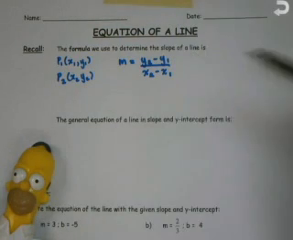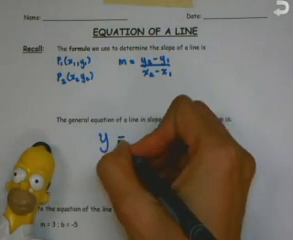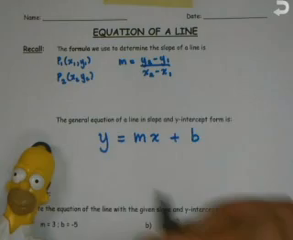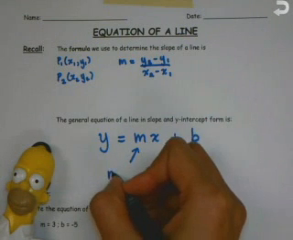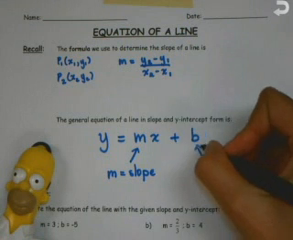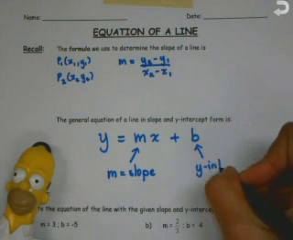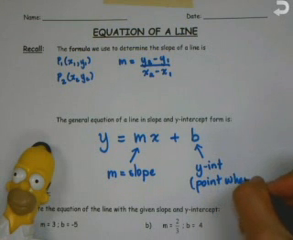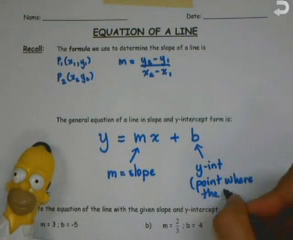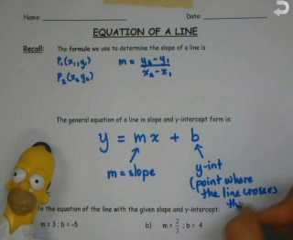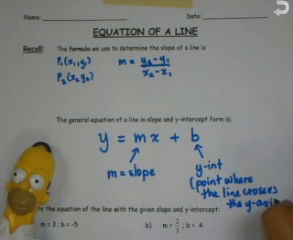Okay? The general equation of a line in slope and y-intercept form is then y equals mx plus b, where m here represents your slope and b is your y-intercept. That's the point where the line crosses the y-axis.